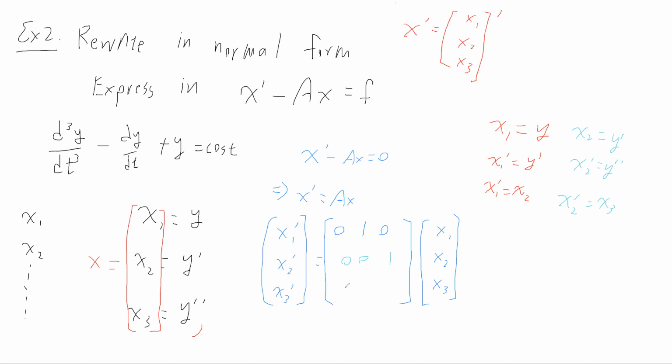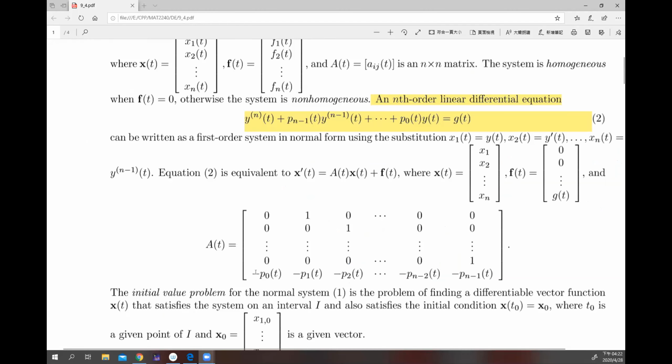Okay, and the last thing is, what about the last row, right? There are 2 ways you can do this. You can just use the normal form in the notes right here: negative p naught, negative p1, negative p2, and so on, right? All the p's are the coefficients of all the y's and all the y prime, y double prime, and so on here.